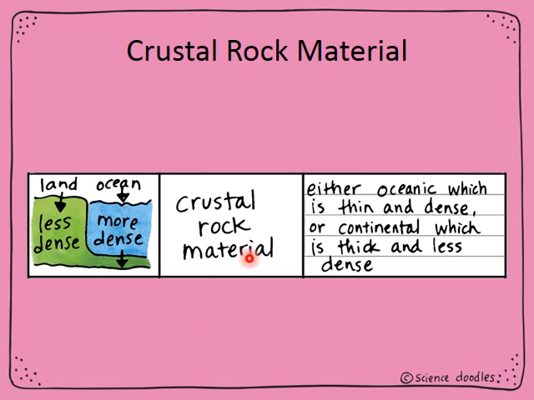Our next words are crustal rock material, either oceanic, which is thin and dense, or continental, which is thick and less dense. So this just means the stuff that the crust is made up of. Even though the land and the ocean crust are made of similar elements, because they're all the same layer, they do have some different properties. The land is very rocky and loose. It has a lower density. The ocean crust is smoother for the most part and is a lot more dense.